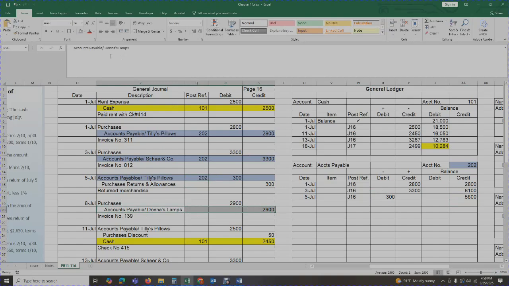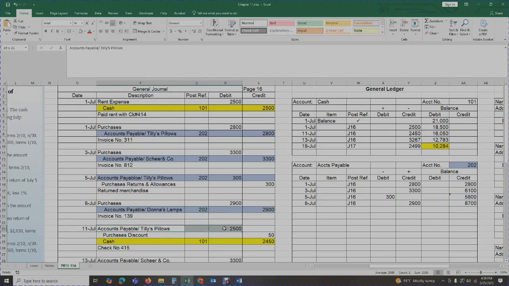I've got another entry for accounts payable here. This is happening on July the 8th. This is journal 16, and my entry is a credit of $2,900. Remember, credits get added. So I'm going to take my $5,800 plus my $2,900. That'll take me up to $8,700. I'll go back and put it over here.